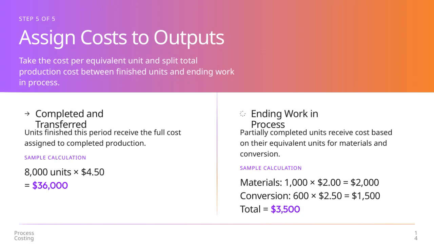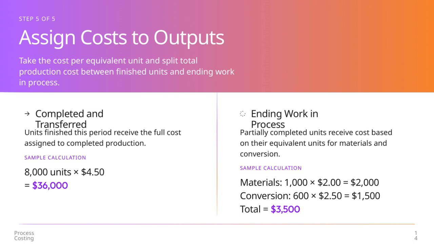Now, we're at step 5, which is assigning costs to outputs. Units that are completed and transferred out during the period receive the full cost assigned to completed production. For example, if 8,000 units are completed and the cost per unit is $4.50, the total cost assigned to these units would be $36,000. For ending work in process, which consists of partially completed units, costs are assigned based on their equivalent units for materials and conversion costs.